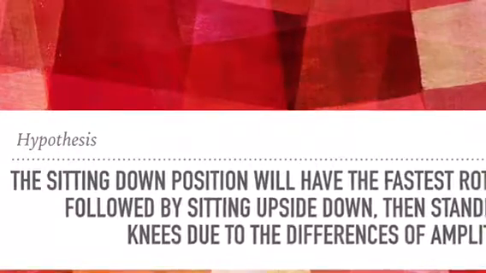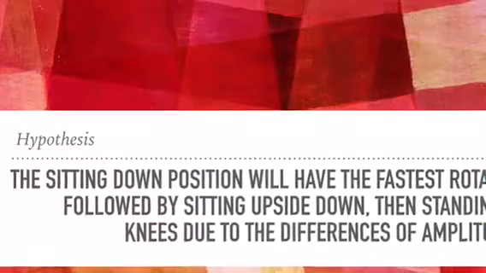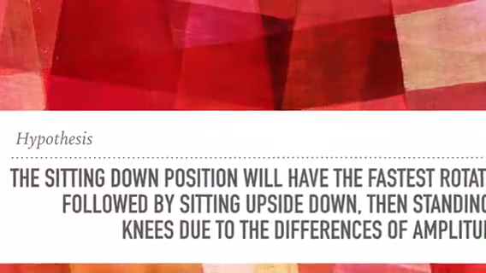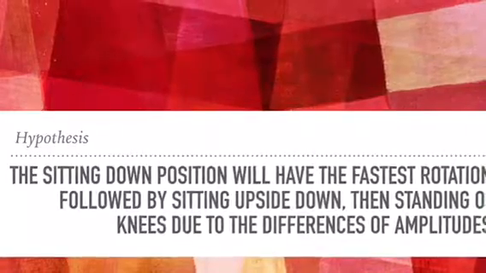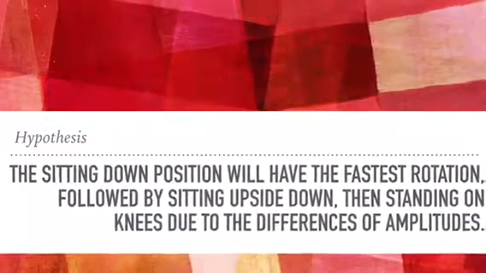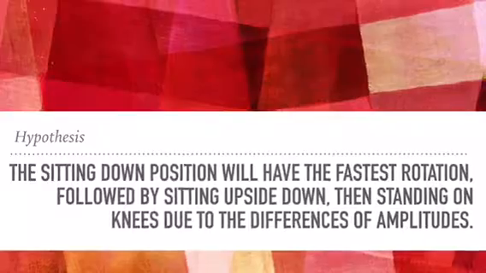Hypothesis. Our hypothesis is that the sitting down position will have the fastest rotation, followed by sitting upside down, then standing on knees, due to the differences of the amplitudes.